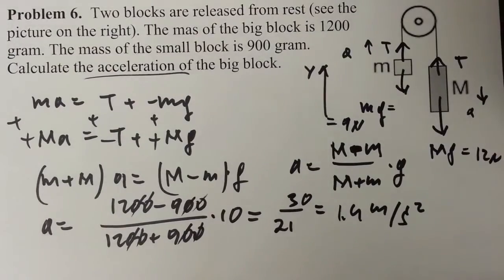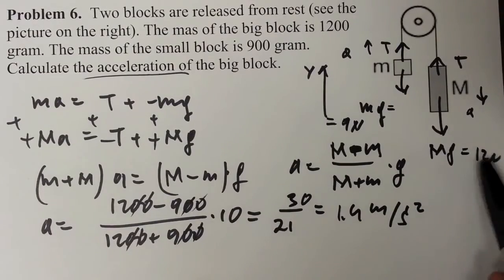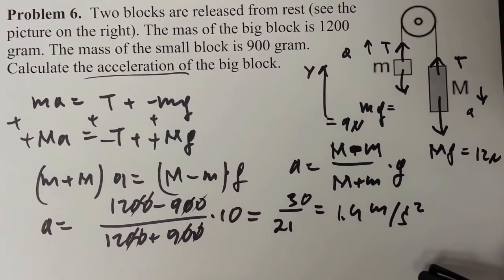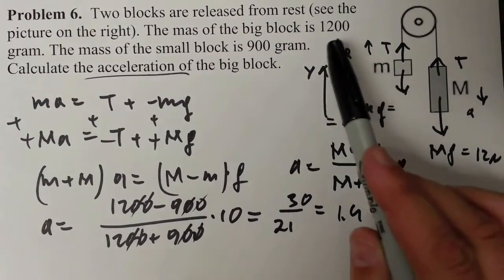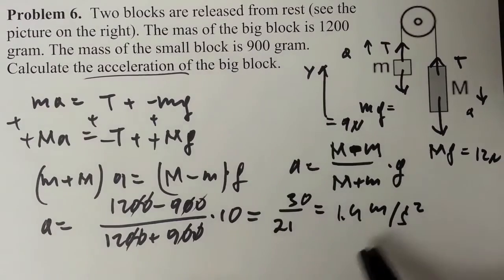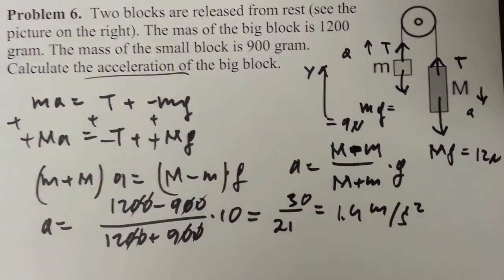Internal forces don't do anything. So the external force would be 12 minus 9, which is 3 newtons. But the net force is supposed to be divided by the total mass of the system. So it should be, well, 1.2 kilograms plus 0.9 kilograms, 2.1. But the straightforward approach is writing two equations.